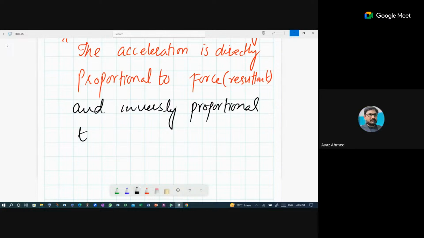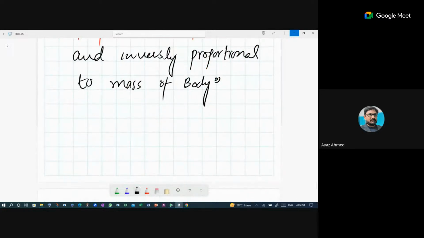Yes. Inversely proportional to mass of body. Now, this is very simple in our daily life. If you are going to give more race to your car, if you have more engine power, your car will accelerate more. But if you load it more, what will happen? This car or that body will accelerate less.